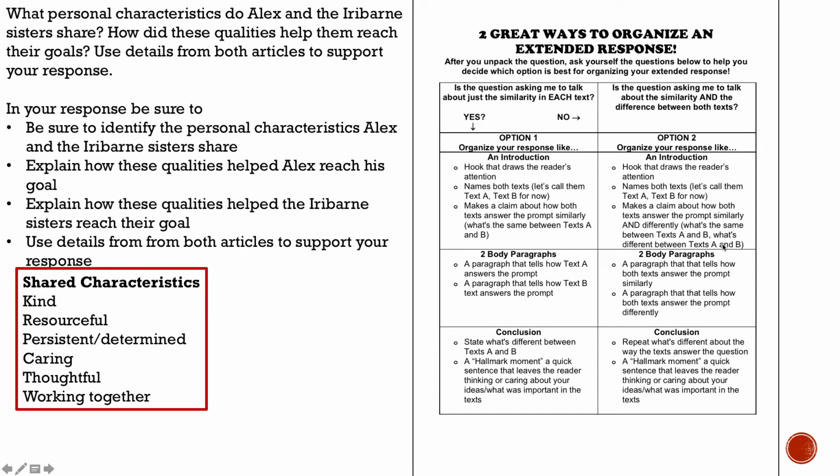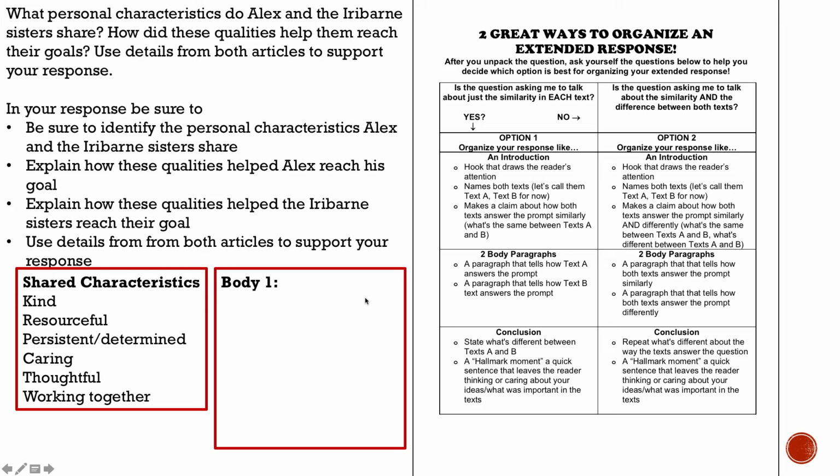And then in my body paragraphs, I need to make sure I'm making a body paragraph that tells how both texts answer the prompt similarly and how the texts answer the prompt differently. You know what? Although I'm thinking for this particular text, I might talk about how they do the one characteristic similarly and differently, and then I might talk about the second characteristic and how they do it similarly and differently. So I think that might look like this.